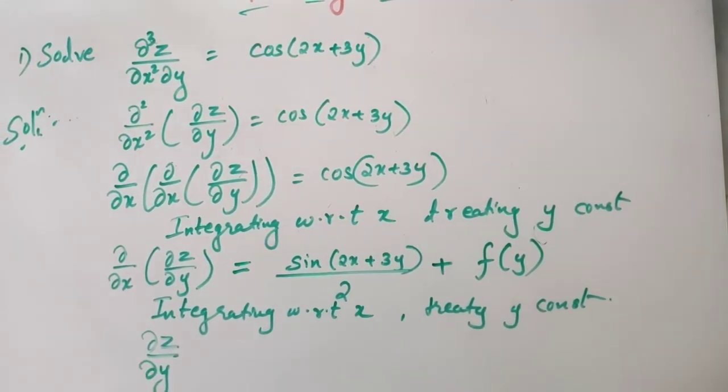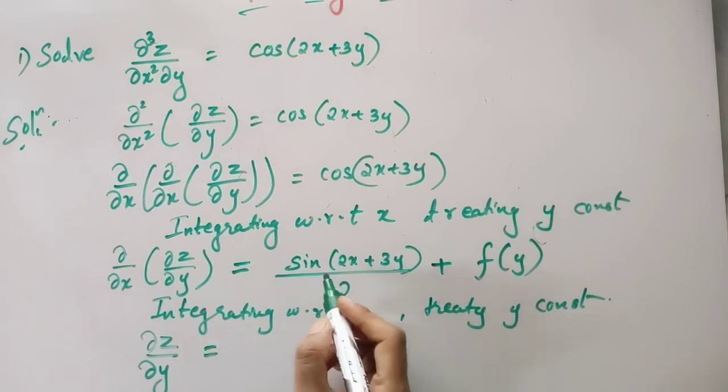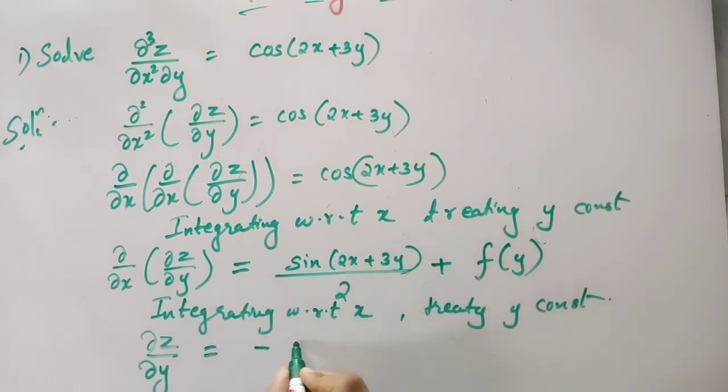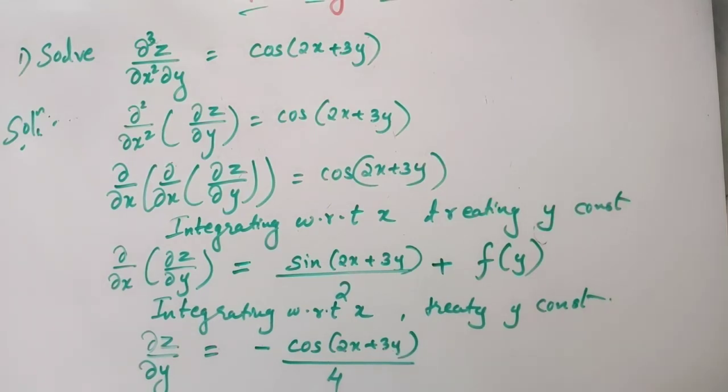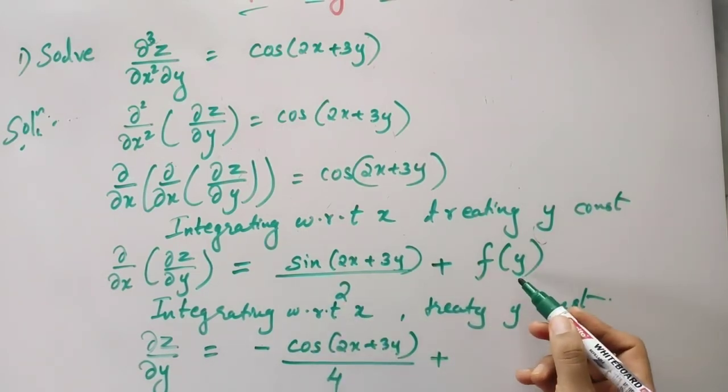Directly you can write ∂z/∂y is equal to integration of sin, which is minus cos(2x+3y) divided by 2 was there. Now again divided by one more coefficient of x, which becomes 4. Because integration of sin is minus cos(2x+3y) divided by the coefficient of x over here, which is 2. Already 2 is there in the denominator, that makes it 4, plus integration of f(y). We are integrating f(y) with respect to x.